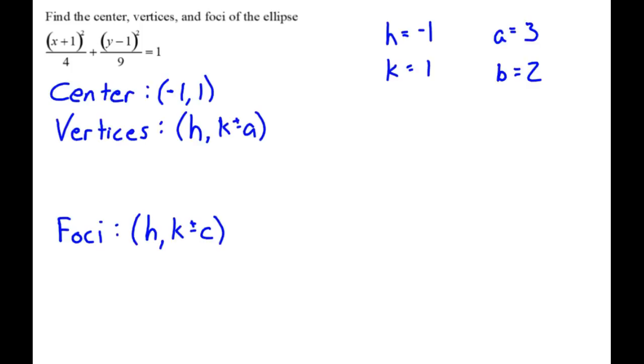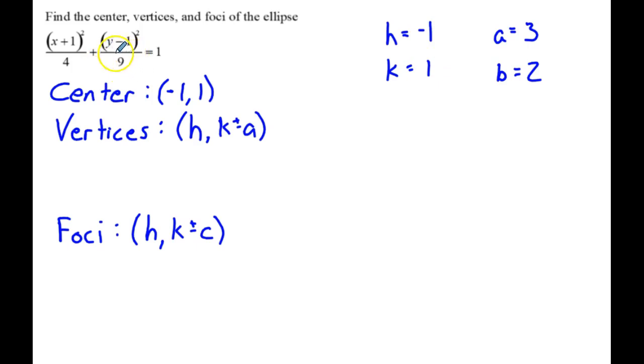In this last example, we want to find the center, vertices, and foci of the ellipse, x plus 1 quantity squared divided by 4 plus y minus 1 quantity squared divided by 9 equal to 1. First thing we need to do is write down the information we know. We know the center of this ellipse is going to be at the ordered pair -1, 1. We also know the semi-major axis is going to correspond to the y-axis because our value of a corresponds to our y term. So we know h is equal to -1, k is equal to 1.